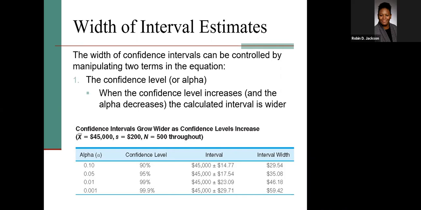Okay, so that's what you see here. If you take that confidence level, let me highlight this. So here's the confidence level. Okay, that's what these numbers are right here. And you can change the width based on the confidence level. So if I want my interval to become wider, I can increase my confidence level from 95% to 99%. And if you notice, the interval width for 95% is $35.08. But if I make that width even larger, it's $59.42.